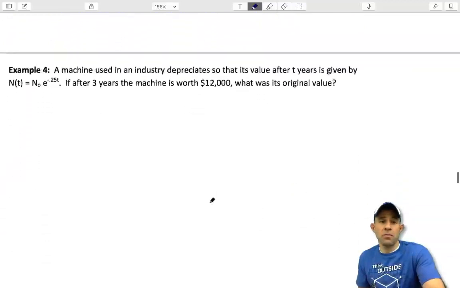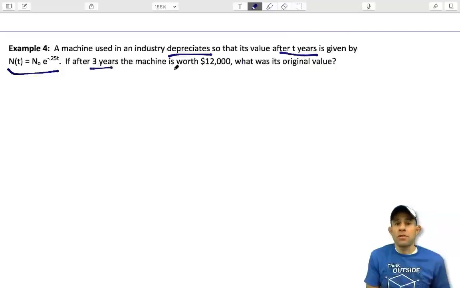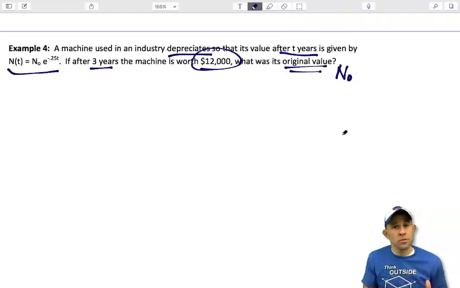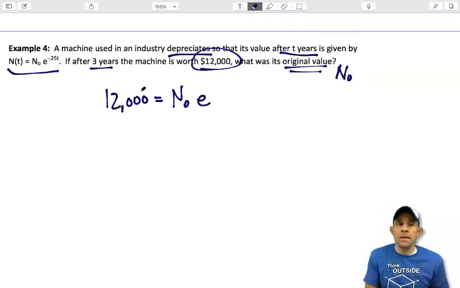All right, finally, example 4 says a machine used in an industry depreciates, remember that means decays, so that the value T years is given by this equation here. If after 3 years the machine is worth $12,000, what was its original value? So this is the initial amount, N sub 0. That's what we're looking for here. So let's substitute in the values we know. We know 12,000 is what it's currently worth, N sub 0 is what we're looking for, and E, again, remember, it's just like a number, an irrational number like pi. E to the negative 0.25 times T, which is 3 years.